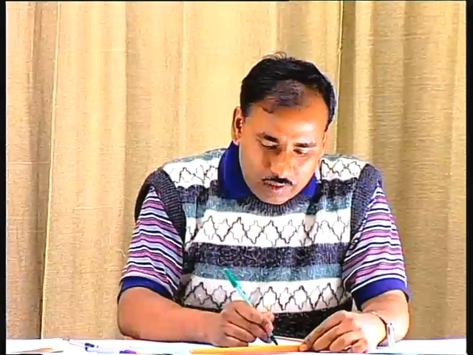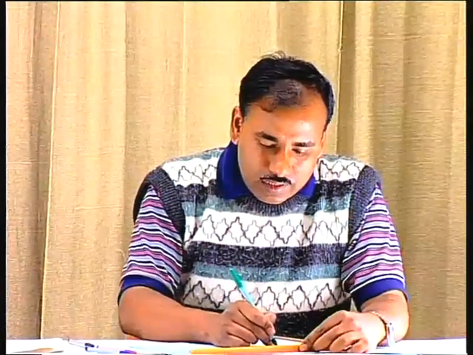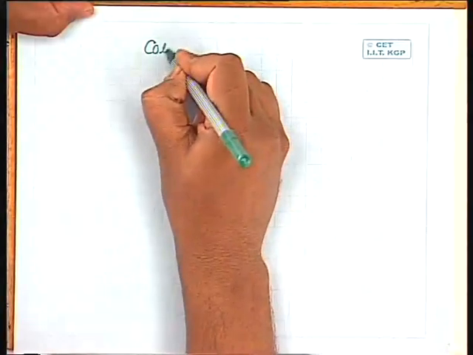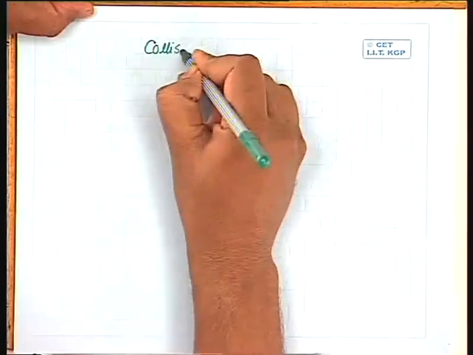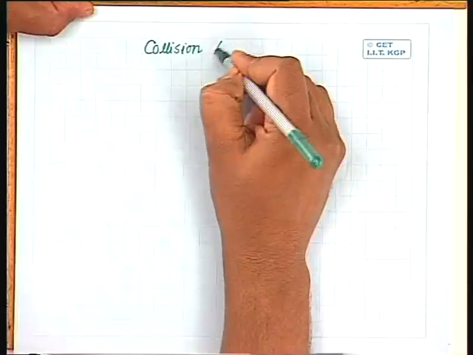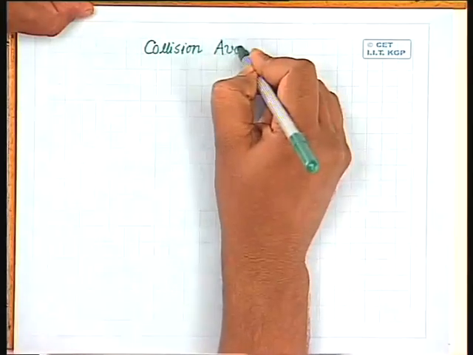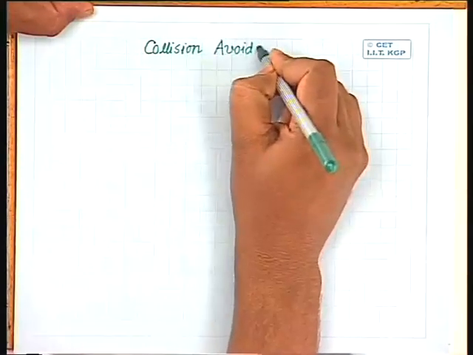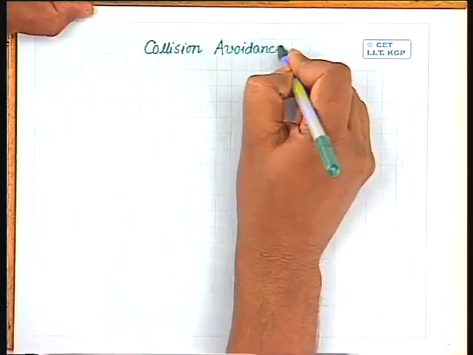Now let us see how to take care of collision and what should be our scheduling strategy in a generalized pipeline so that collision does not occur. Okay. So now we'll concentrate on collision avoidance.